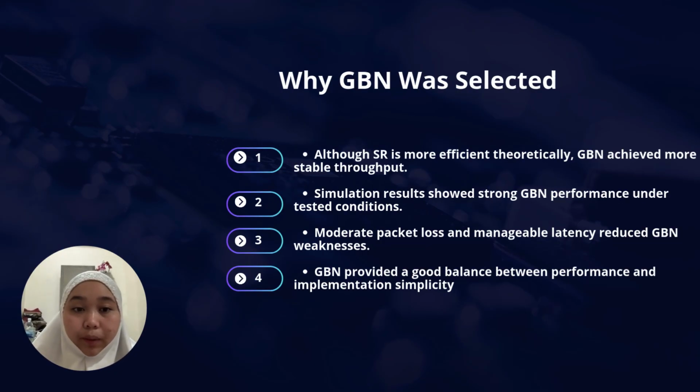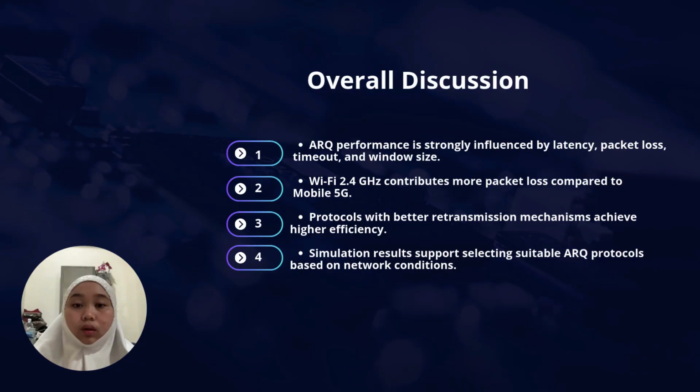Although selective repeat is theoretically more efficient, go back N was selected because the simulation results showed that GBN achieved more stable throughput under the test conditions. In addition, the packet loss and latency levels were not severe enough to significantly reduce GBN performance. Therefore, GBN provides a better balance between throughput, performance, and implementation simplicity.